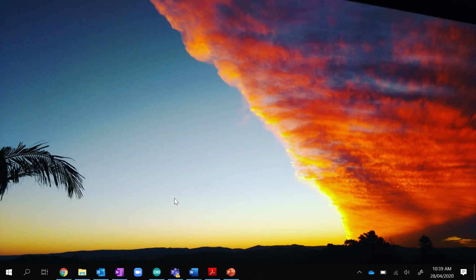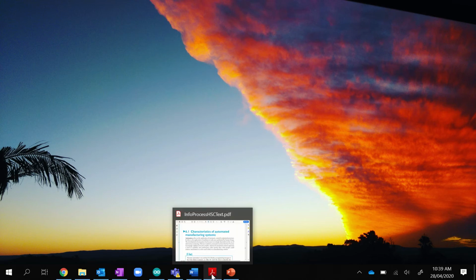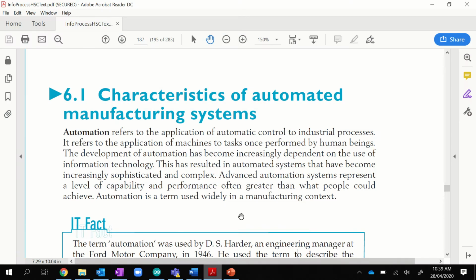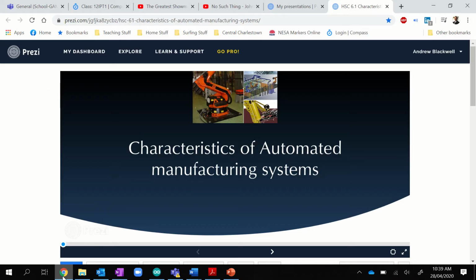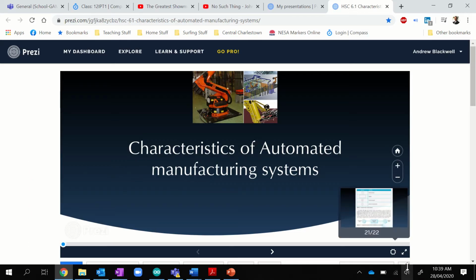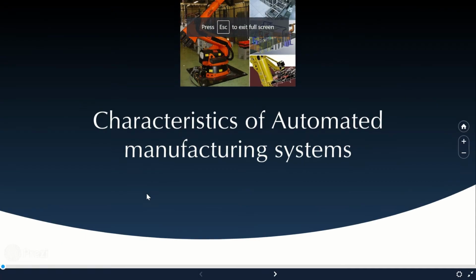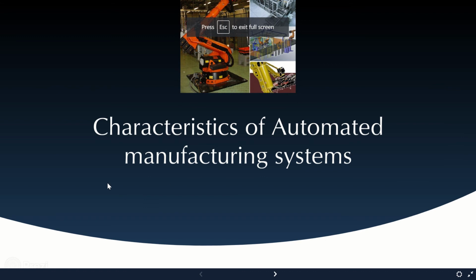So what I would like you to do is have your textbook open and have the heading "characteristics of automated manufacturing systems" already written down. You should be taking notes while I'm talking, and I'm going to present the information using this Prezi.